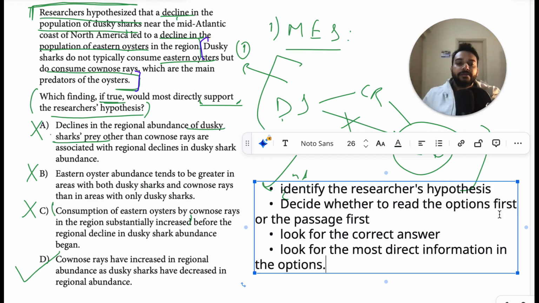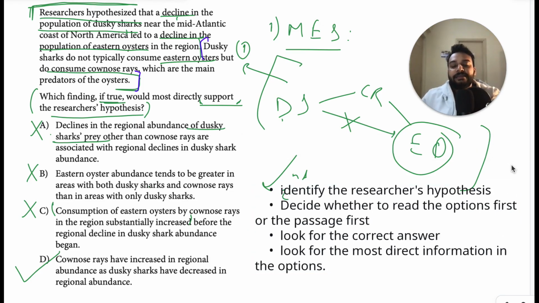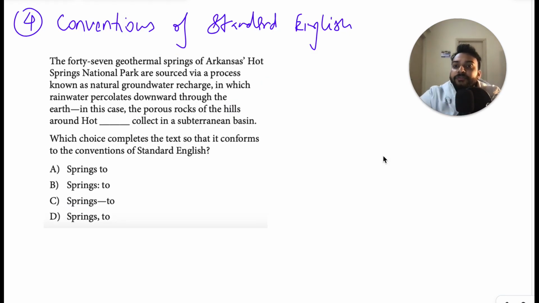Okay, so this is the strategy for the second variation of the data analysis questions. Let's go ahead. The fourth category of questions on the reading and writing section of the digital SAT is called the conventions of standard English. This is the category how I've named it. To identify this category, you just need to look at the direction. It will by default say this: which choice completes the text so that it conforms to the conventions of standard English.